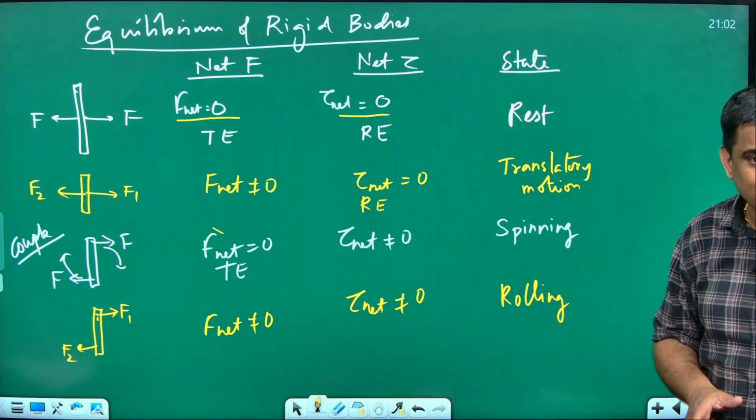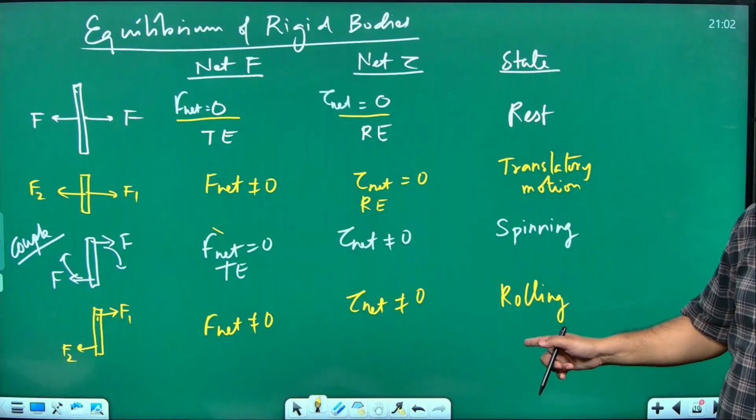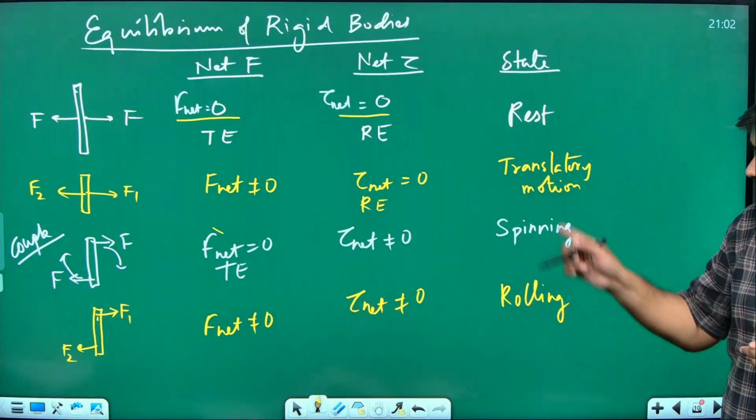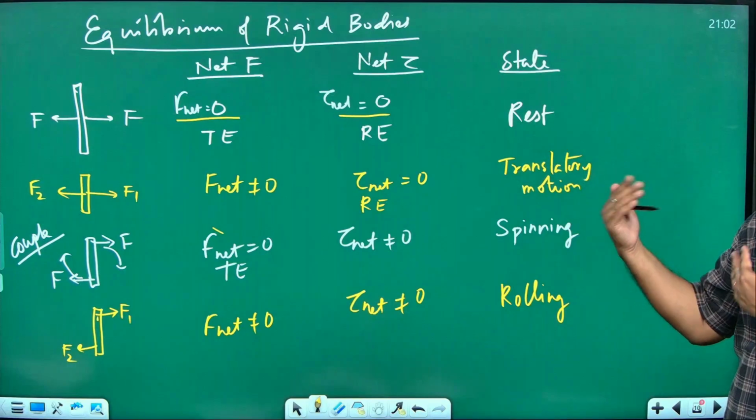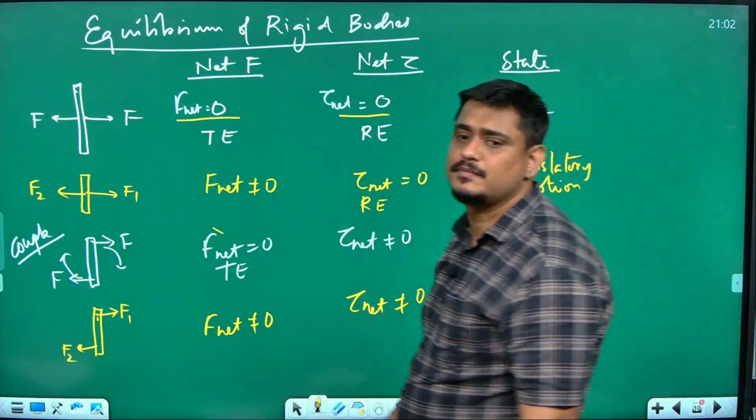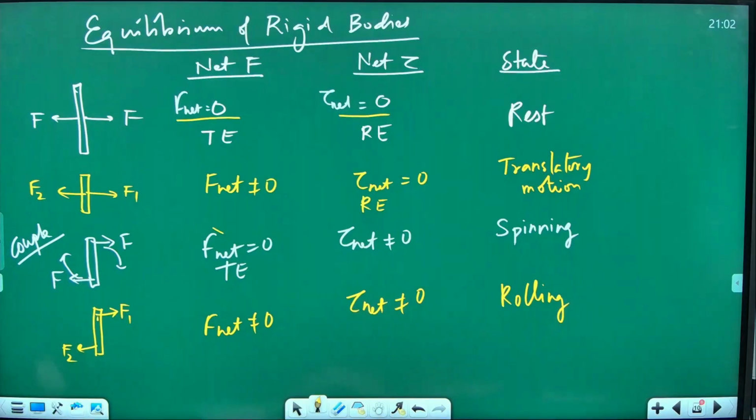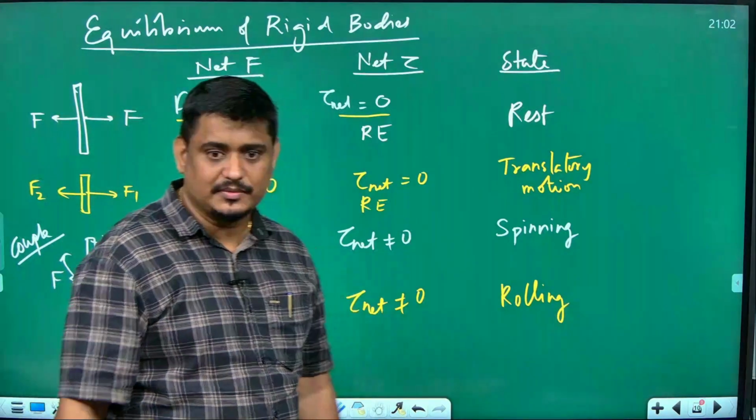Are you getting my point? Rolling means translatory and rotational both are happening. Spinning means rotational alone is happening. Translatory means only straight line motion, and here the body is at rest. Got it? Yes, something else you want to ask? I think today you're asking something, Nikhila, yeah?